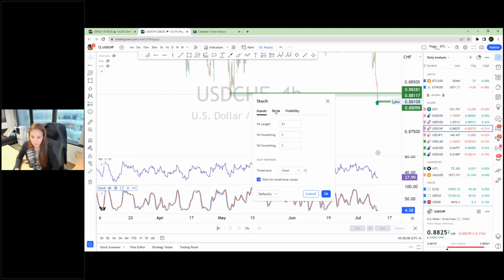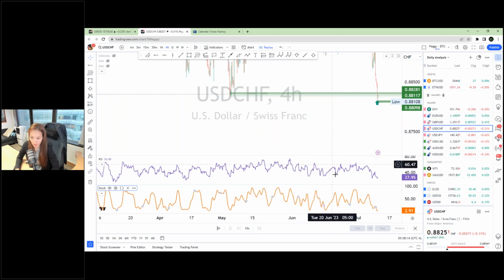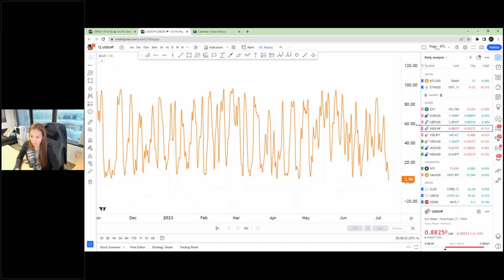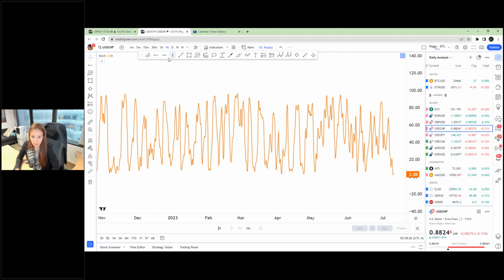Okay, I use RSI to find my divergence. If there is no divergence, I leave it like that. But I use the stochastic strategies just to see whether the price is either overbought or oversold.